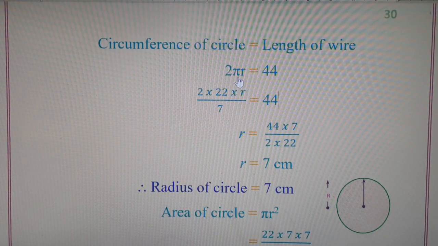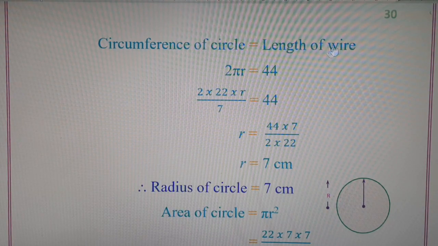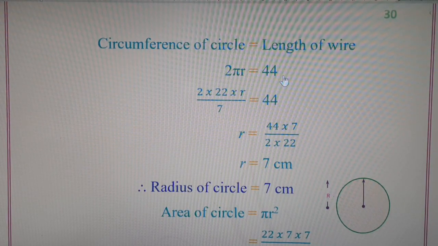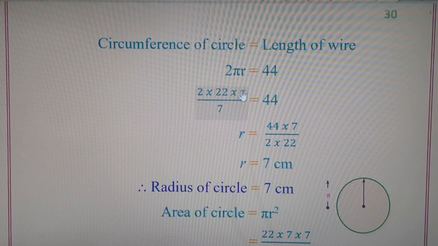So we will use the formula for circumference of the circle as 2 pi r, and we'll substitute on the left side the circumference, and on the right side the length of the wire, which we know is 44, on the RHS of the equal to sign. So 2 pi r is equal to 44. 2 we write as it is, pi we substitute as 22 upon 7, and r we copy as it is, and we put multiply sign in between, and 44 we copy as it is down.